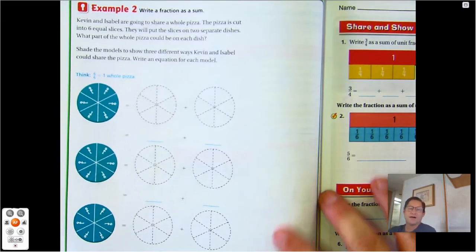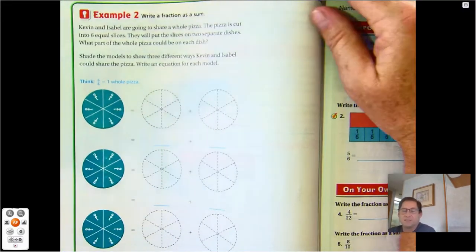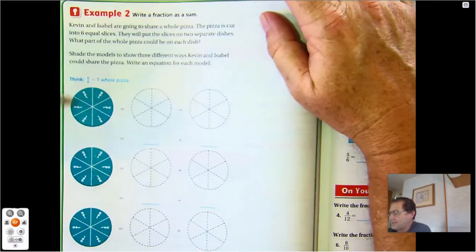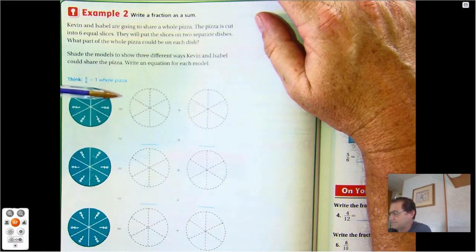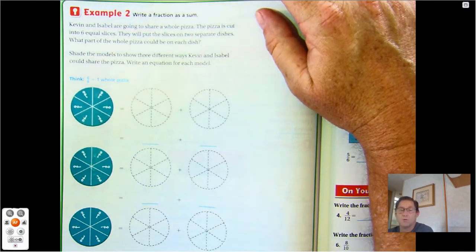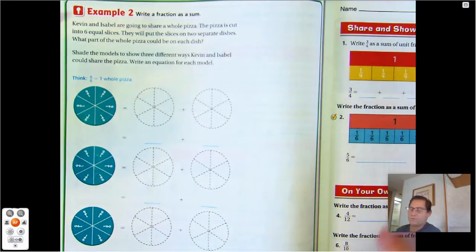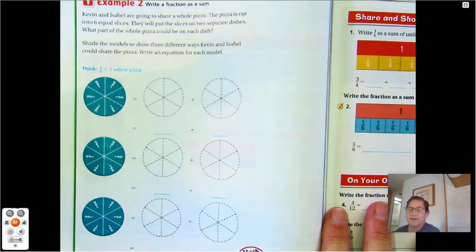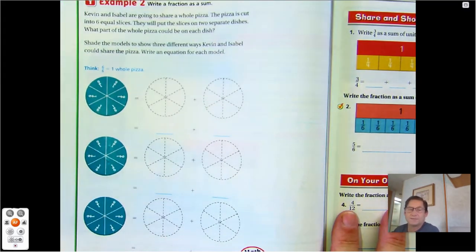Example 2, we can write fractions as a sum. So we can add fractions, right? As long as they have the same number of pieces of the whole, we can combine them as far as parts of a whole. And if we can find and make a common denominator, we can add all things, okay?